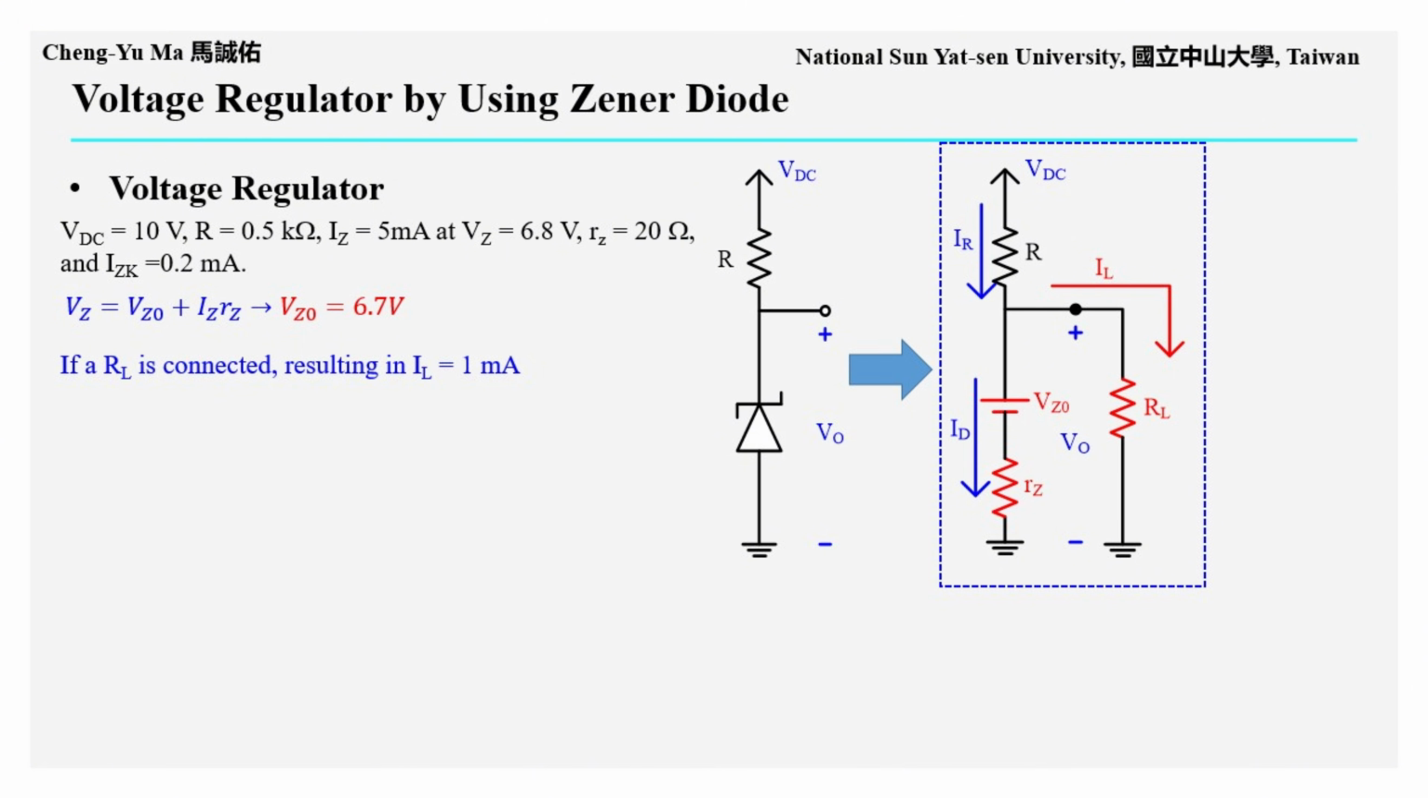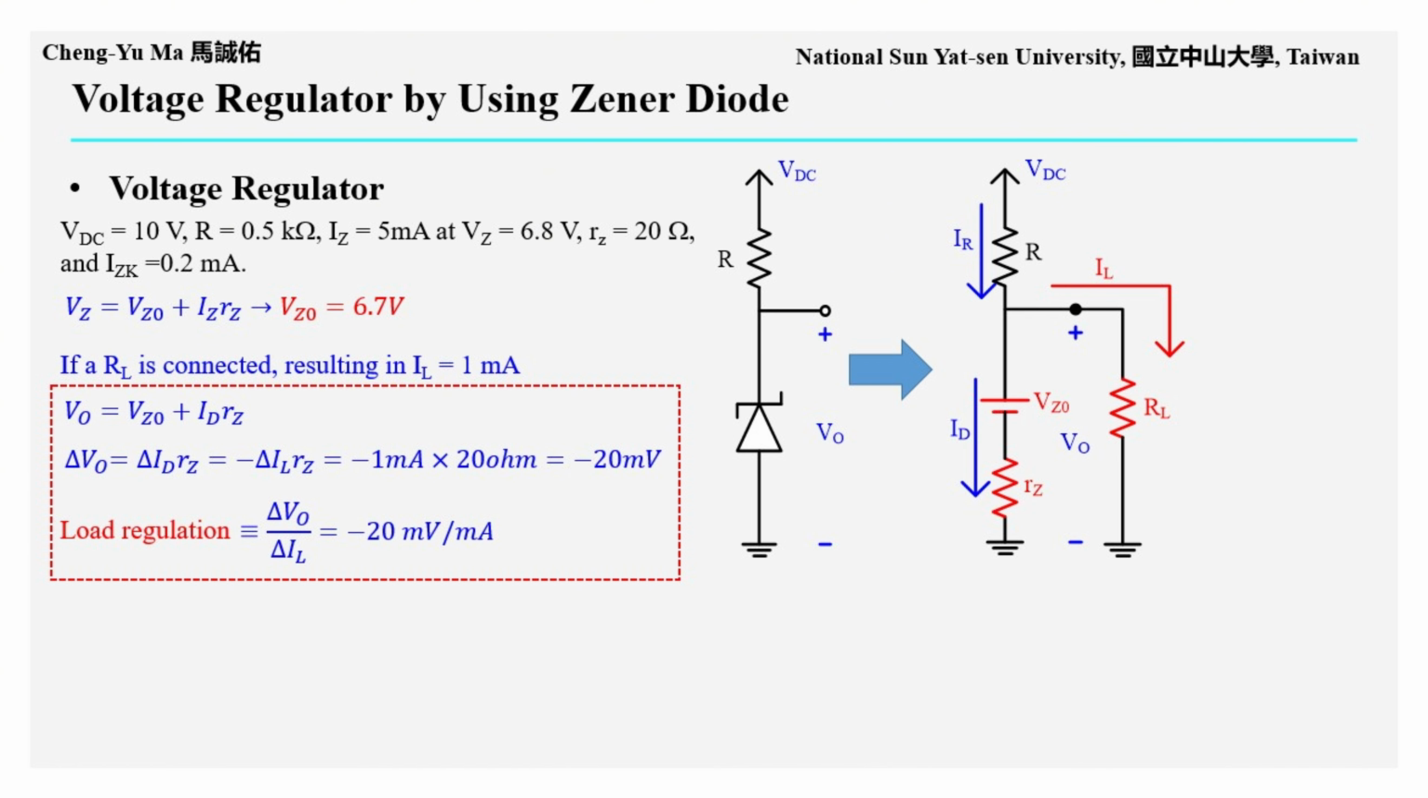If a load resistance RL is suddenly connected to the output, causing a load current IL to flow into RL, the output voltage will also change, as shown in the circuit diagram. Because the output voltage is VO equals VZ0 plus ID times RZ, any sudden load current IL will reduce the diode current ID. Therefore, the current flowing into the load becomes the change in diode current, delta ID.